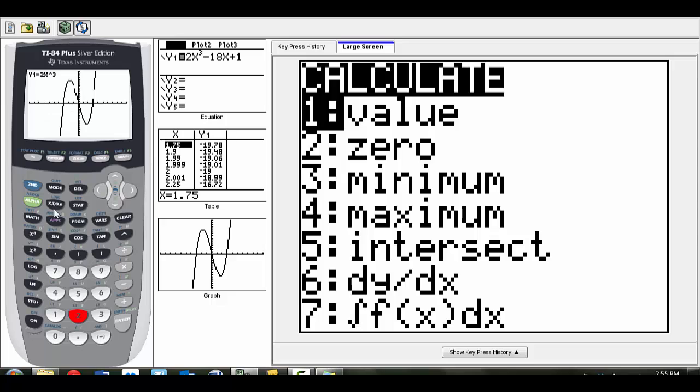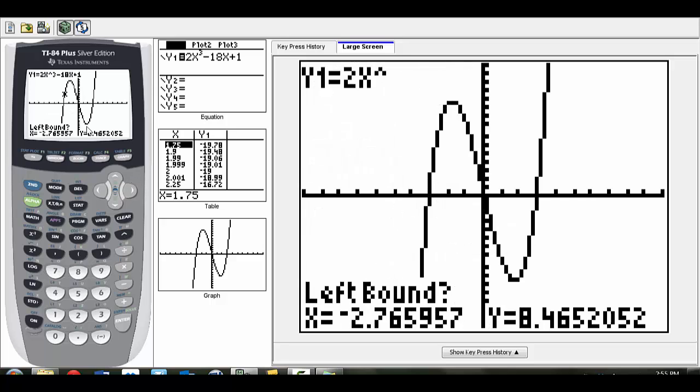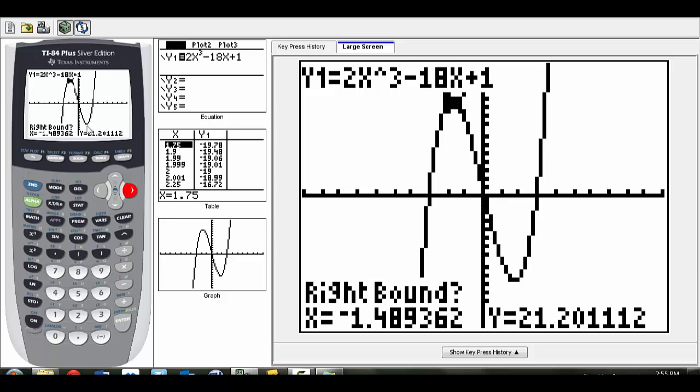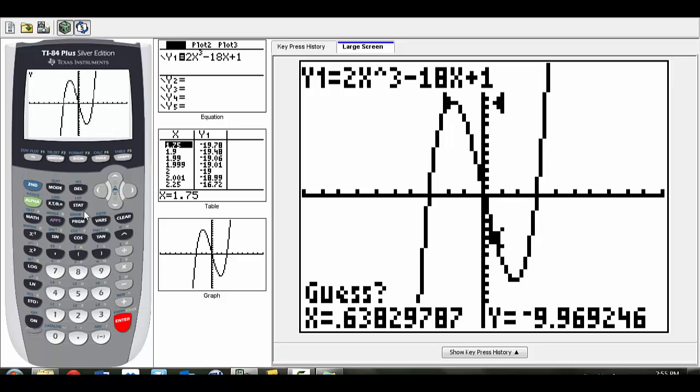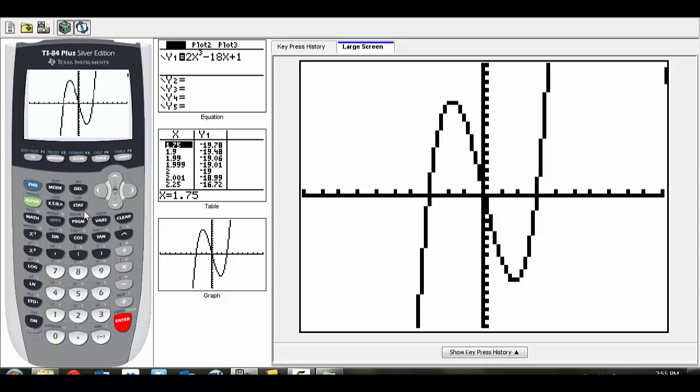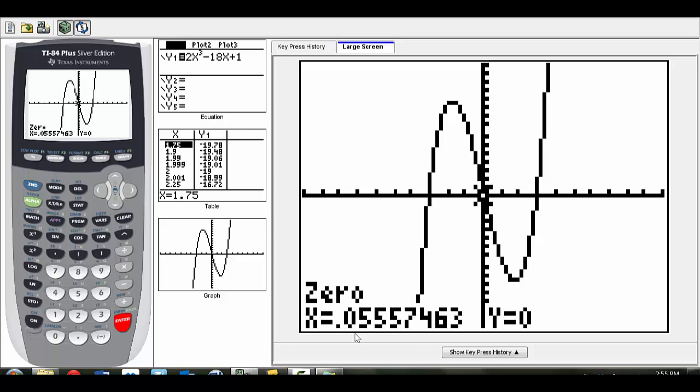Let me walk you guys through finding another one. Second, calculate, zero again. Make sure you're to the left. I have 1, 0. It appears that it's going to be approximately right there. I'm to the left, and I'm to the left again. I'm to the right. Press enter. And 1, 0 was 0.056. And then you guys try and find this last 0 on your own. And I actually have that in the video if you guys didn't do that.